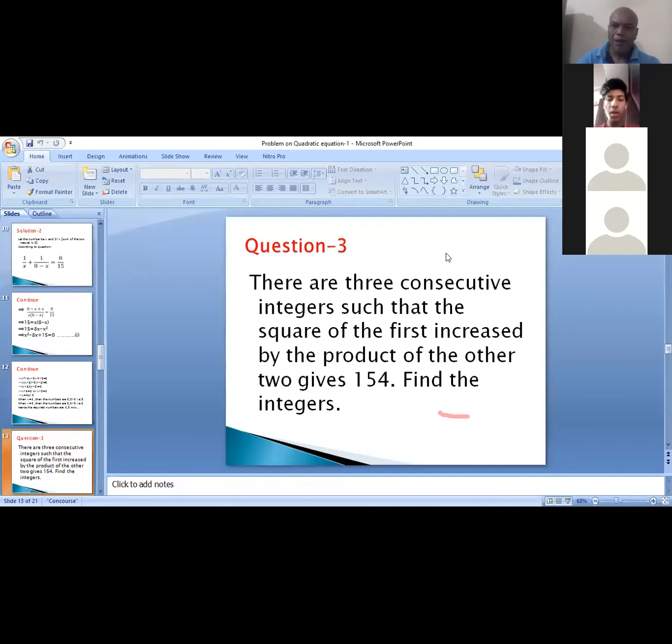Okay. Three consecutive integers. Consecutive integers, you understand? Three consecutive integers means, suppose three numbers are there, 2, 3, 4. This is consecutive integers. Okay. 2, 3, 4 or 6, 7, 8. These are called consecutive integers.